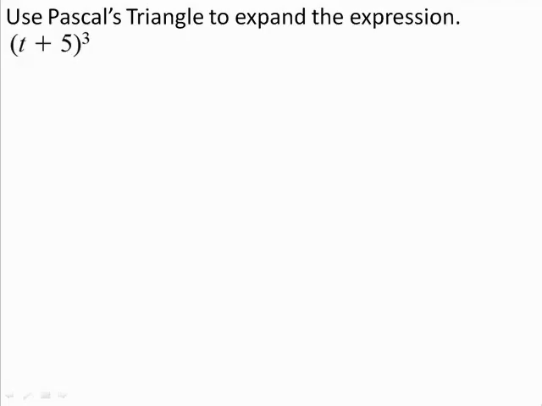Use Pascal's triangle to expand the expression (t + 5) cubed. Start by finding the third row in Pascal's triangle, because the quantity is cubed. The third row is 1, 3, 3, 1. Use these to expand the expression.